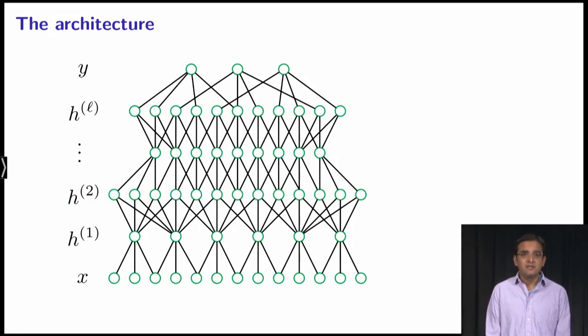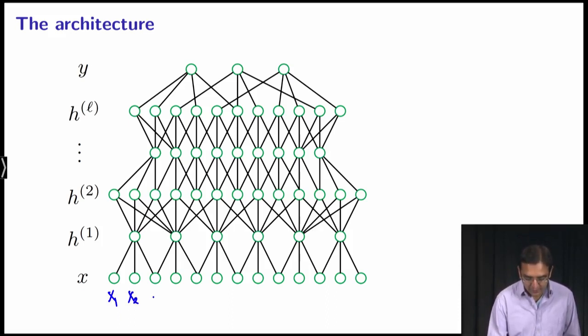Generically it looks something like this, a large graph. Each node in the graph is often called a unit, and these units are organized into layers. At the very bottom is the input layer. If we are dealing with data that is, say, d-dimensional, then this input layer contains d units, one for each of the features of the input x. So there's a unit for x1, for x2, for x3, all the way to xd.